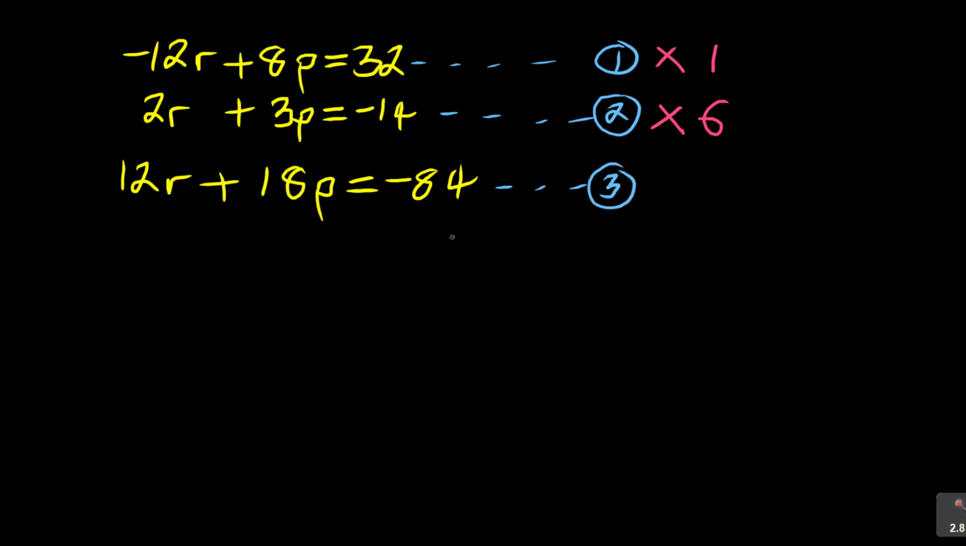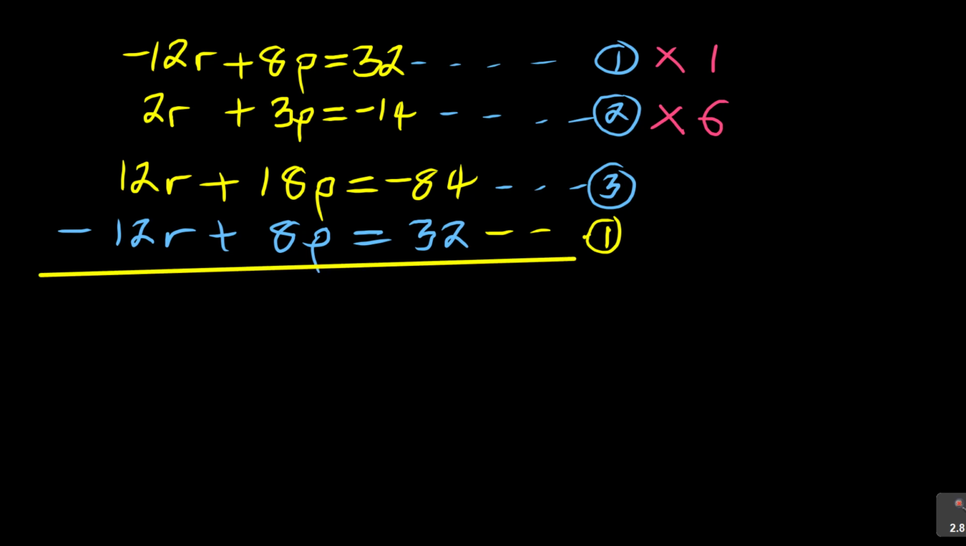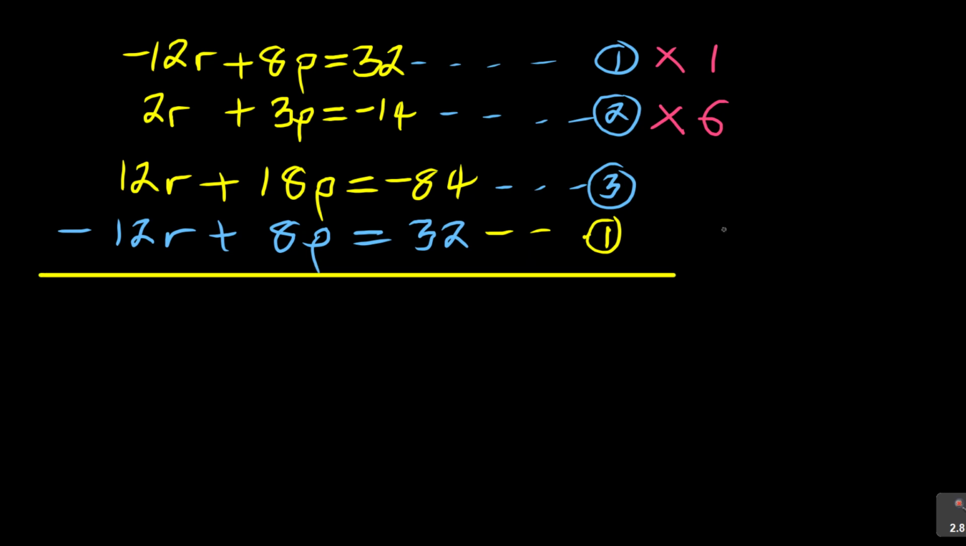Alright. So let me bring down equation 2. Equation 2 was minus 12r plus 8p is equal to 32. Do you see now the matching that I have? This is equation 1. Look at it. 12 and 12. That's when I bring in my line here. I'm going to take equation 3. Now, since it's 12 and a negative 12, I have to add them. A positive and a negative, just add.